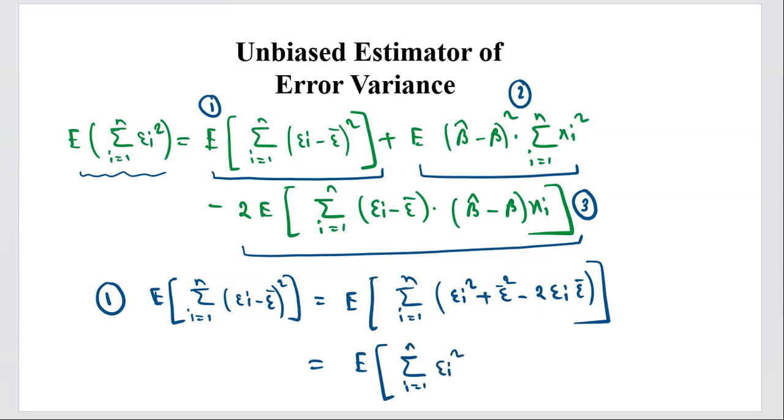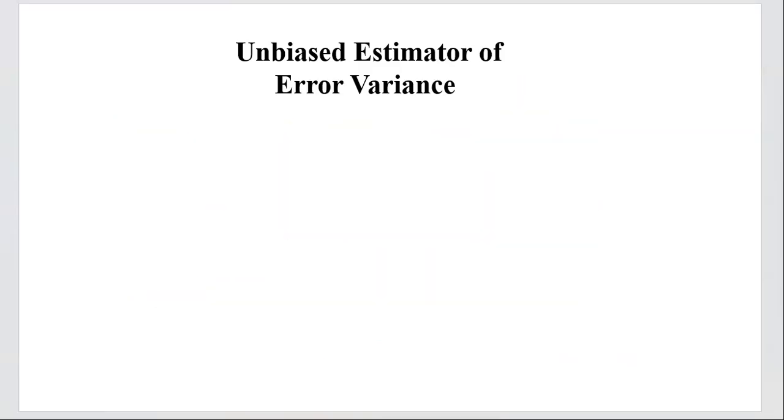So this will be this plus you have summation epsilon bar square. Epsilon bar is summing up n times, so it will be n epsilon bar square. And then minus 2 into epsilon bar comes out and you will have summation i from 1 to n epsilon i. Now what will this be?